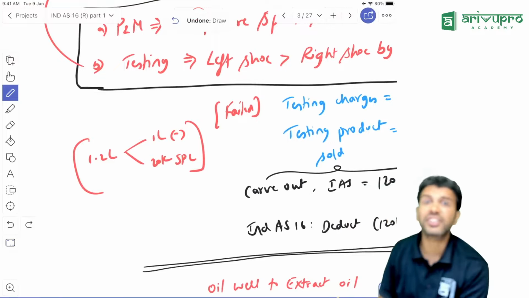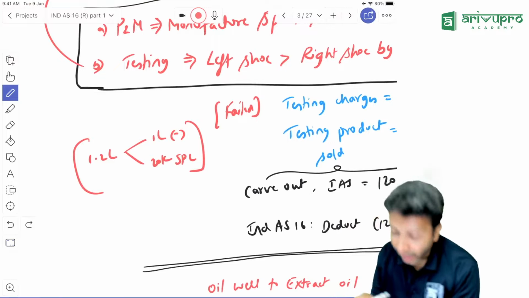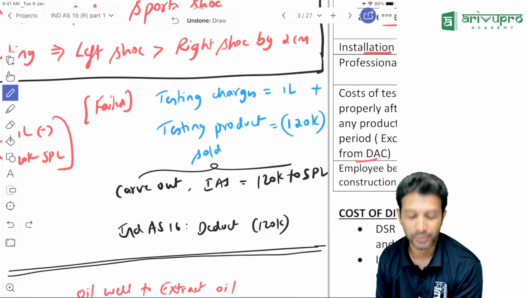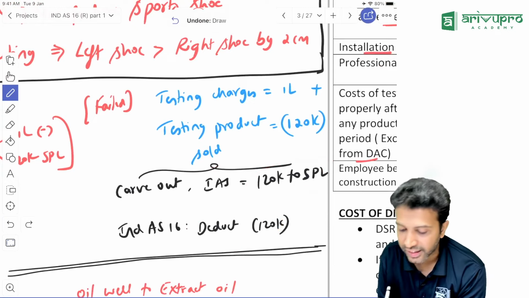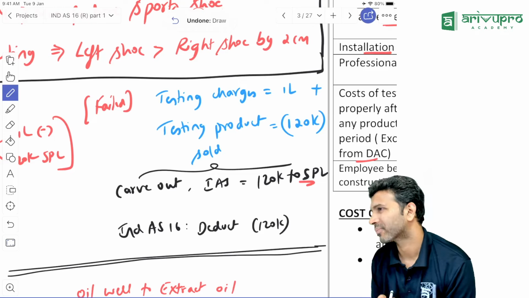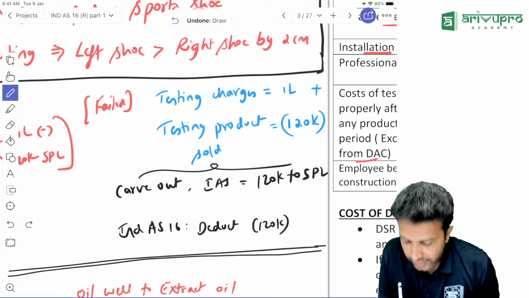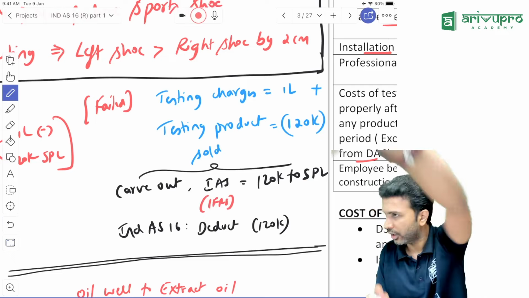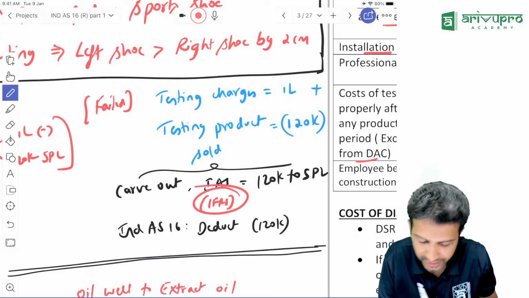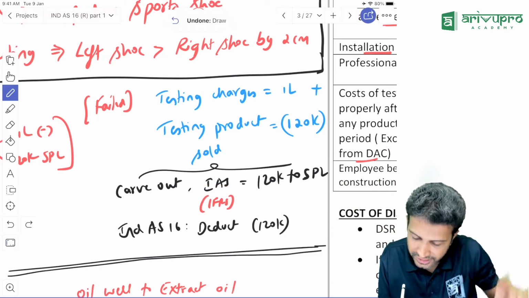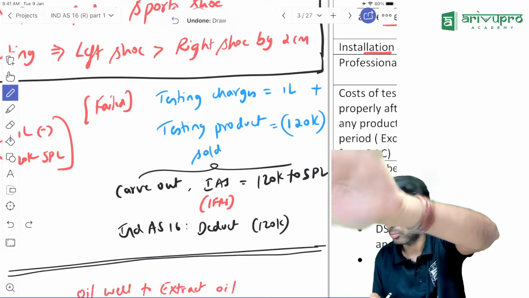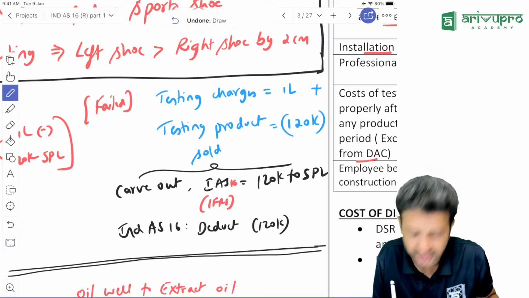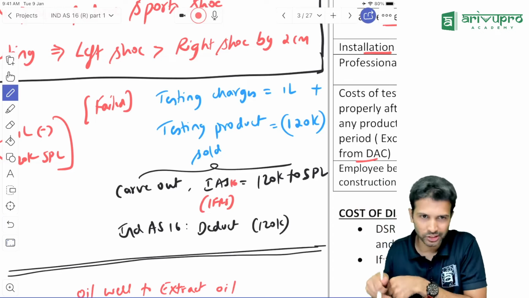IFRS gives a slightly different treatment for this. IFRS says the 1,20,000, you take it to SPL. In fact, IAS says you transfer the 1,20,000 to SPL. We have IFRS and we have IAS. They are all international standards. New standards are released in the name of IFRS. Old standards which are still continuing, we call IAS. Both are the same. Slowly IAS are getting replaced by IFRS. So if you check, there is IAS 16, which talks about the same thing, because India is what?